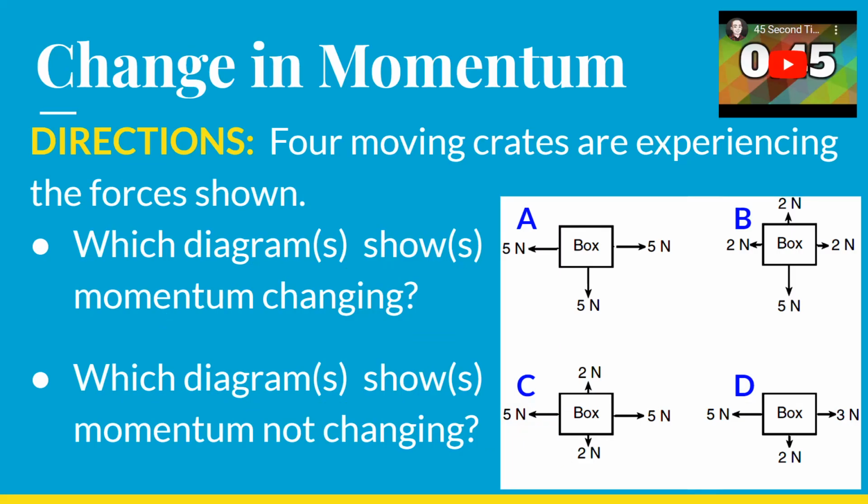All right, this one says, 4 moving crates are experiencing the forces shown. Which diagram or diagrams, there are 4, A, B, C, D, show momentum changing, and which show momentum not changing? Remember, you're going to have a change in momentum if you have acceleration. When are you going to have acceleration? Looking at a free body diagram, when it's unbalanced, right? So all you're looking for here are unbalanced forces. Unbalanced forces mean you're going to accelerate, that means your momentum is going to change.